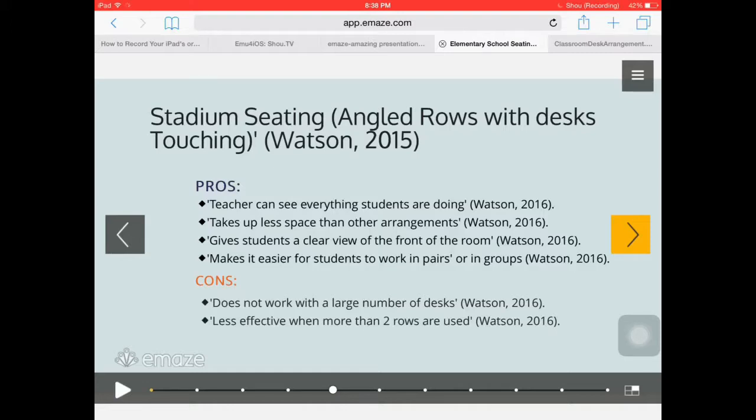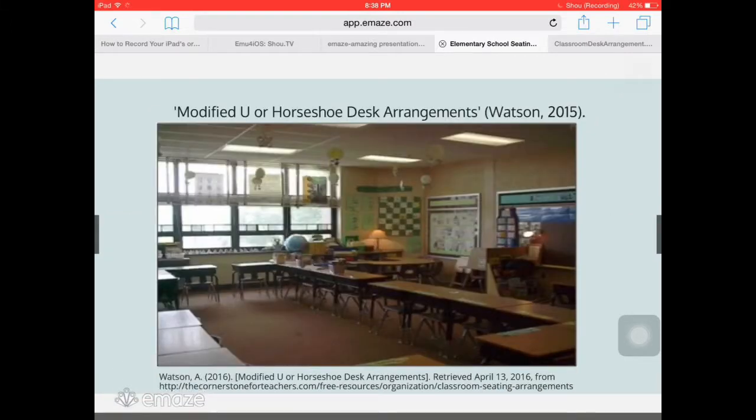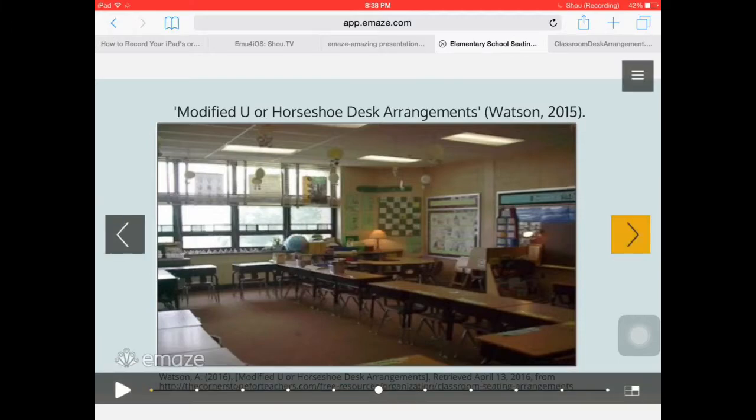And this is actually an arrangement in Angela Watson's own class that's on her website, and I have the citation at the bottom and also on the works cited page. And in this arrangement, you can see that it's a definite U, a horseshoe style. And this is actually my favorite because all the students are facing towards the front. They can see each other, and they're directed towards the instruction.